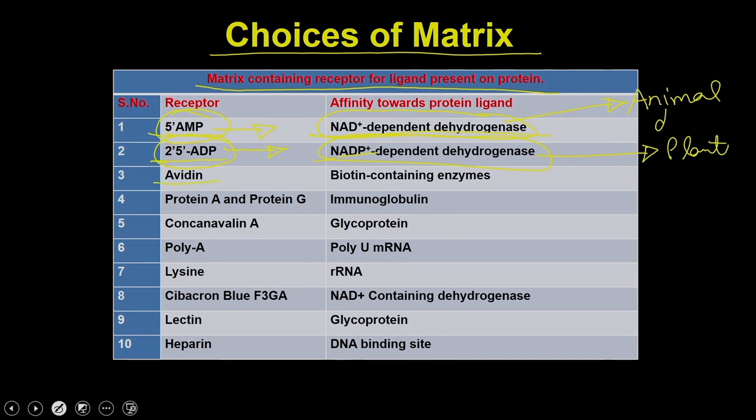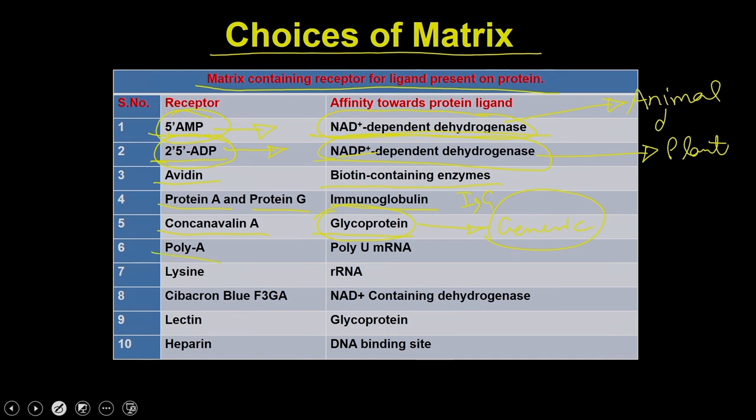Then we have avidin, which has affinity for biotin containing enzymes. Then you have protein A or protein G, which has a very high affinity for immunoglobulin or IgG. Then you have concanavalin A. Concanavalin A has affinity for glycoproteins, and this is also a generic affinity chromatography, so it doesn't depend on the particular type of glycoprotein. It works against the glucose or glycan portion present on most proteins if they are glycoproteins.